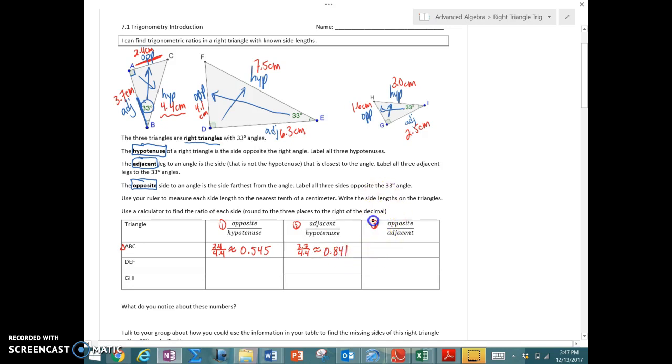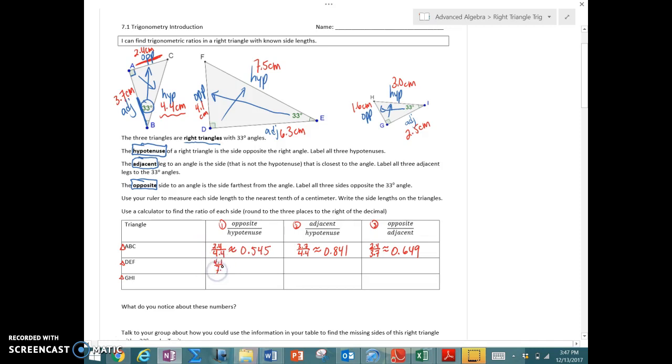And then finally, I'm going to find the third ratio, which would be the opposite side length divided by the adjacent side length. Once again, in that triangle, we said the opposite was 2.4, the adjacent was 3.7, and I get 0.649. Why don't you pause this for a couple minutes and try to do the same thing for triangle DEF and triangle GH1. When you've completed it, start it up and check your answers.